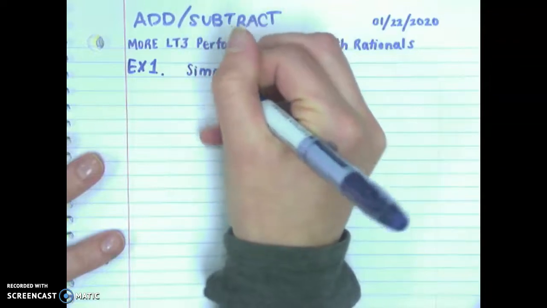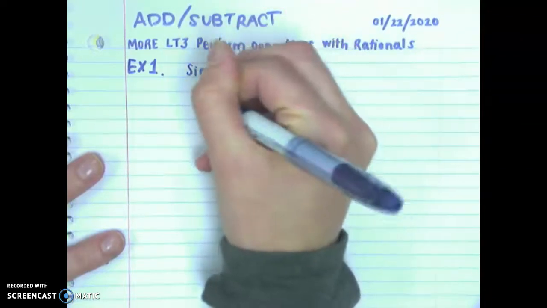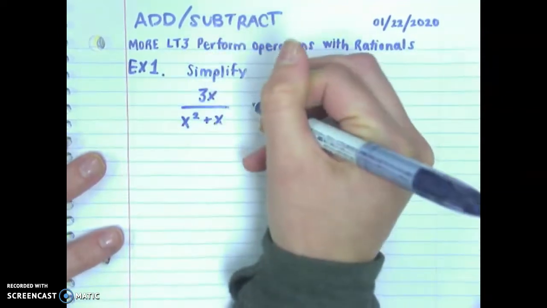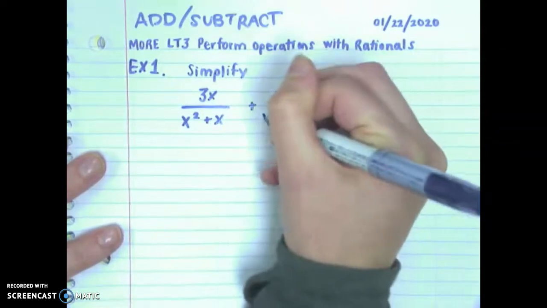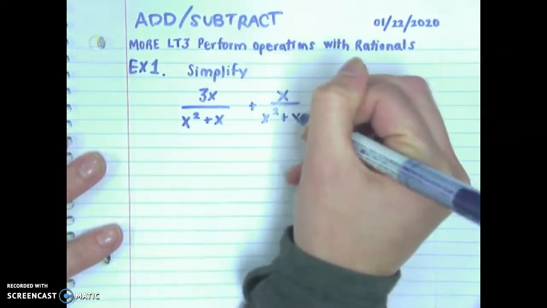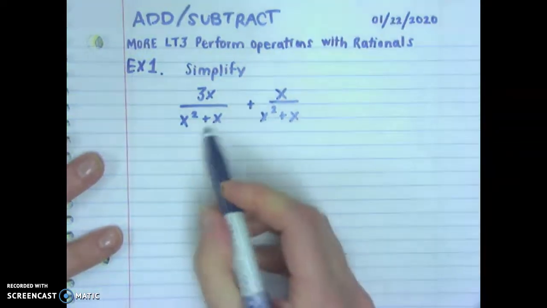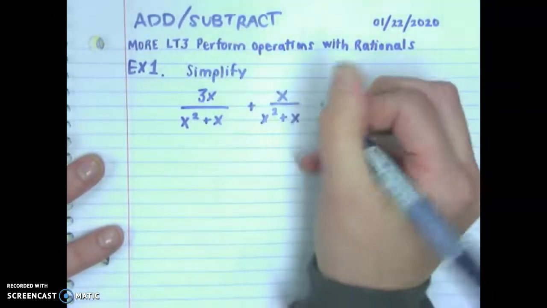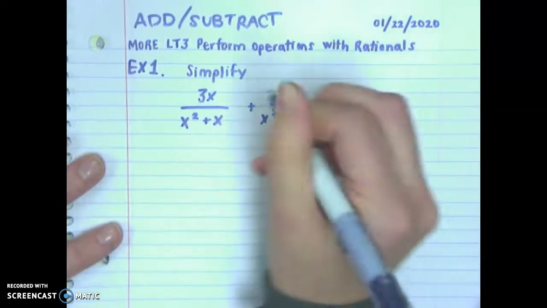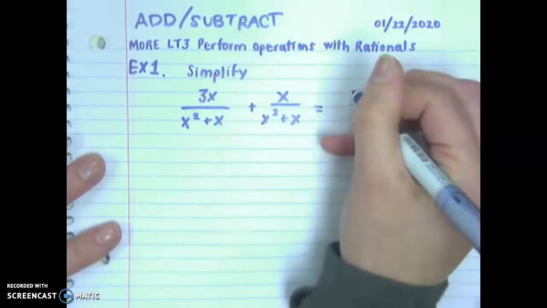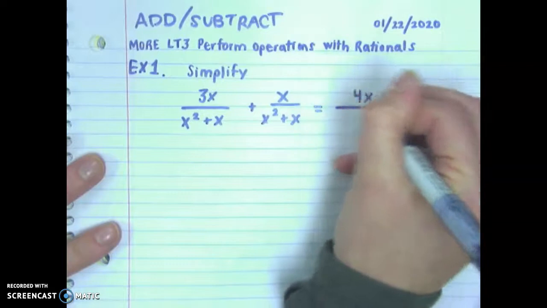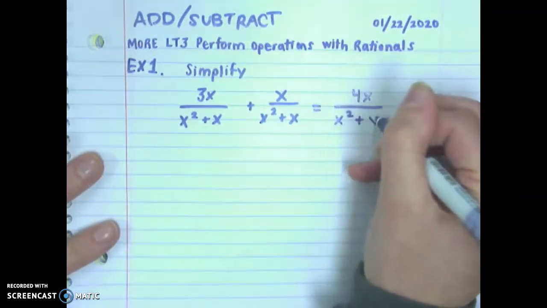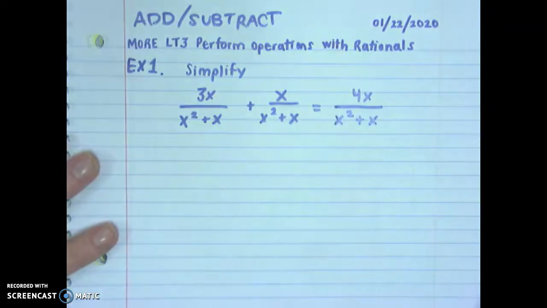Simplify 3x over x squared plus x plus x over x squared plus x. Now in this example, the denominators are the same already. Yay, less algebra. So all I need to do is add the numerators. 3x plus x is 4x. Keep the common denominator, x squared plus x.